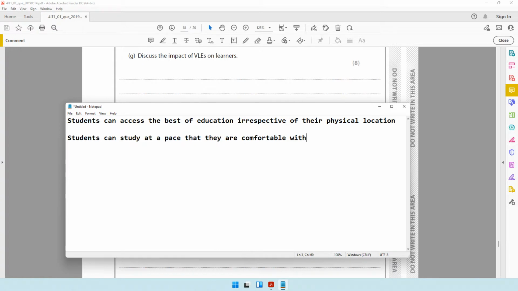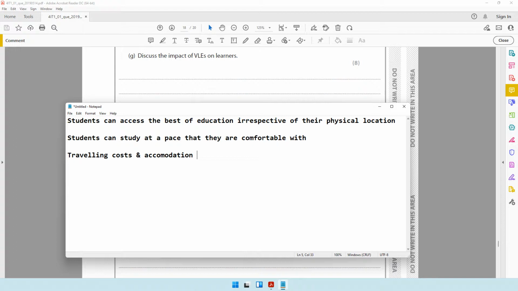When we write our final answer, we will put in detail the fast forwarding, repeating and pausing. In terms of cost, it is much cheaper for a student to access a lesson online rather than traveling all the way to college. So you can say traveling costs and accommodation costs such as food.